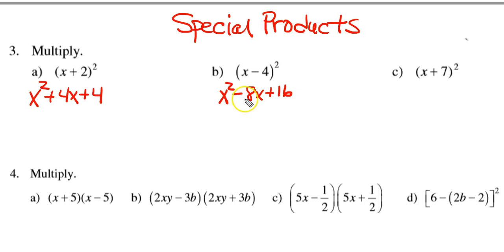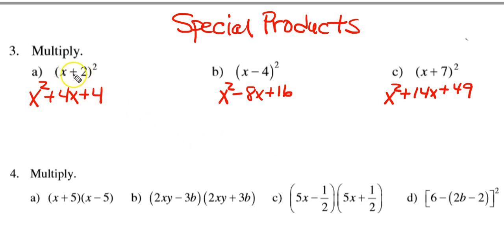Now I noticed, in checking the final just recently, some students had put a plus here. Well, it's what is there, and then you just double that, keeping that same sign. So if it's positive there, it'll be positive there. Negative there, it's going to be negative there. All right, let's square this one. x squared. Multiply these two together, positive 7x, double it, positive 14x, and then square 7, plus 49.